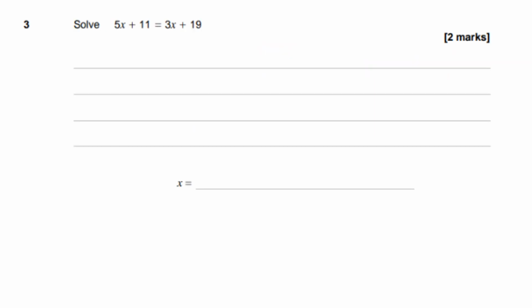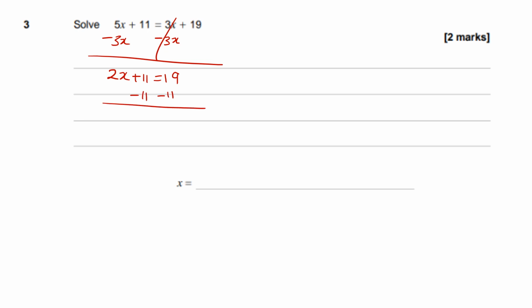Question 3, solve 5x plus 11 equals 3x plus 19. Remember what we usually say to you, we're going to be balancing the equation and we're going to need to get rid of the smallest x first. So the smallest x in this case is going to be 3x, so I'm going to be taking 3x away from both sides as it is a positive. So 3x take away 3x is going to cancel out, 5x take away 3x is going to give you 2x plus 11 is equal to 19. Take 11 away from both sides is going to give you 2x is equal to 8, and divide by 2 on both sides, so x is going to be 4, and that's how you get full marks from this question.